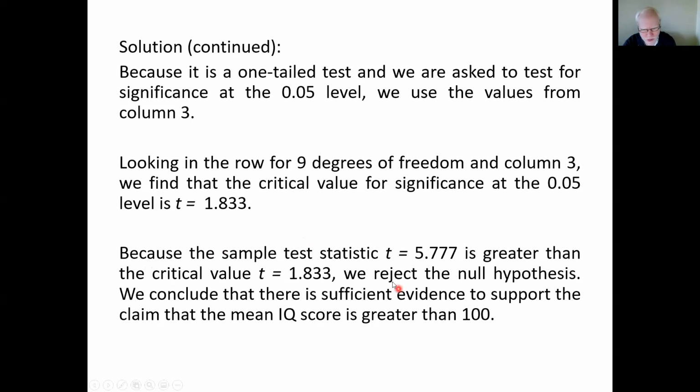Because the sample test statistic t is equal to 5.777, it's greater than the critical value 1.833, we reject the null hypothesis. We conclude that there's sufficient evidence to support the claim that the mean IQ score is greater than 100. So it's very similar to before, right?